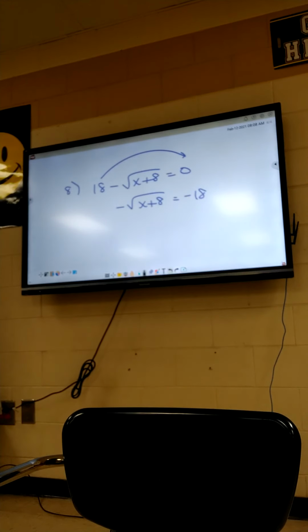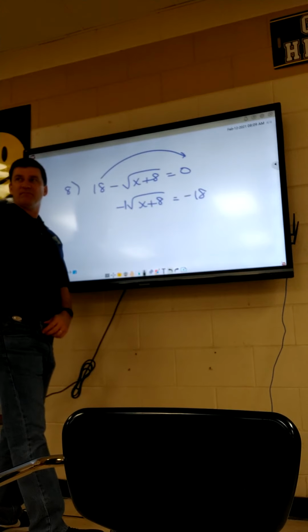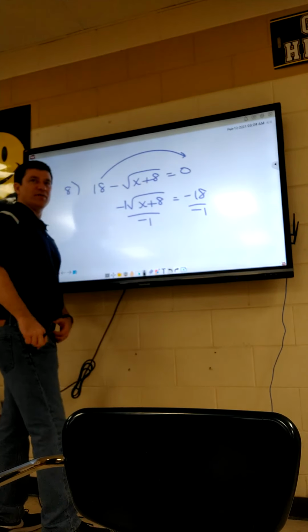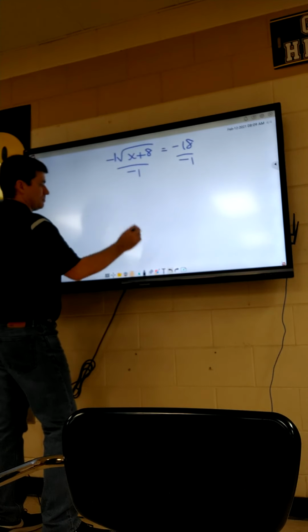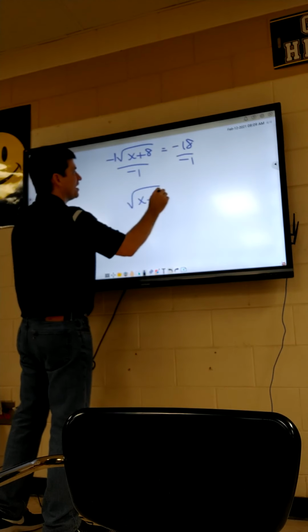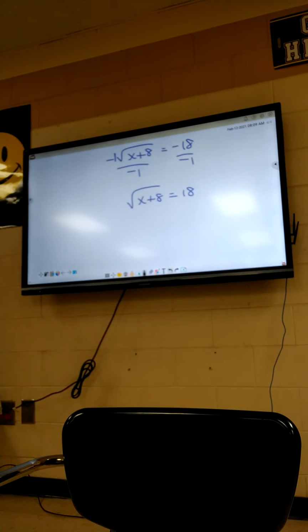First step. All right, now, before I can square both sides, I got to get rid of this negative 1. How do we do that? Divide both sides by negative 1. And that's what kids forget every year on the test. So I've showed y'all now, so y'all shouldn't forget it. So I got x plus 8 equals 18. All right, y'all go from there. Square both sides now. Get an answer.